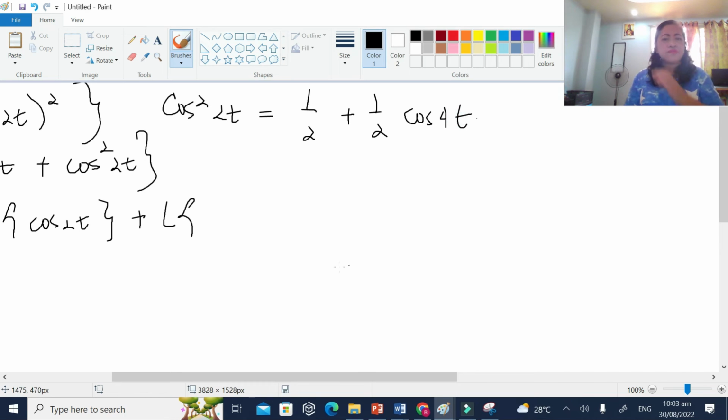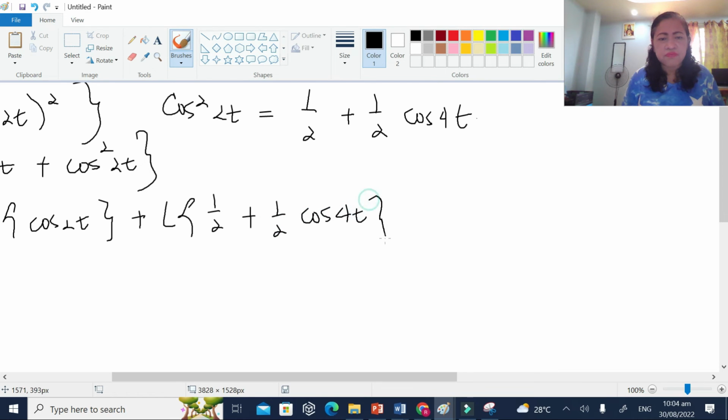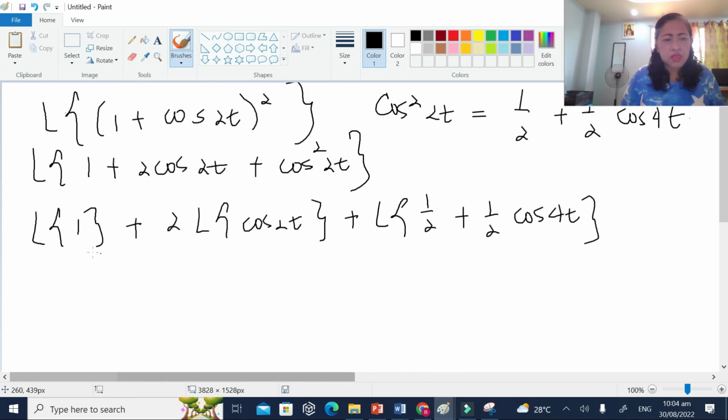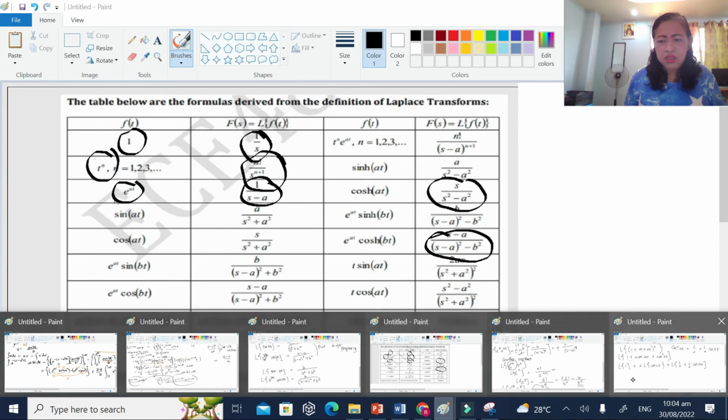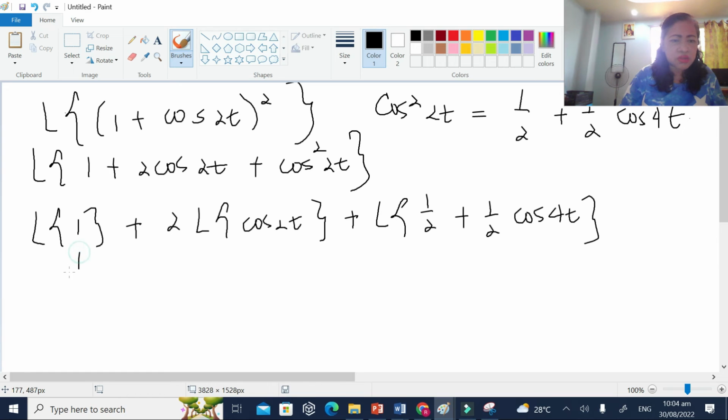Okay, so we put 1/2 plus 1/2 cosine of 4t. Laplace of 1, from our formula, is 1 over s. So this will become 1 over s plus 2.